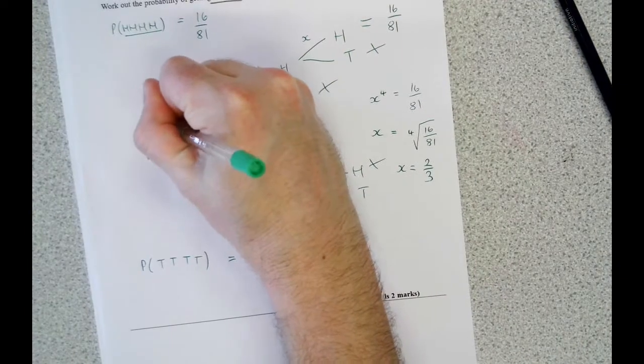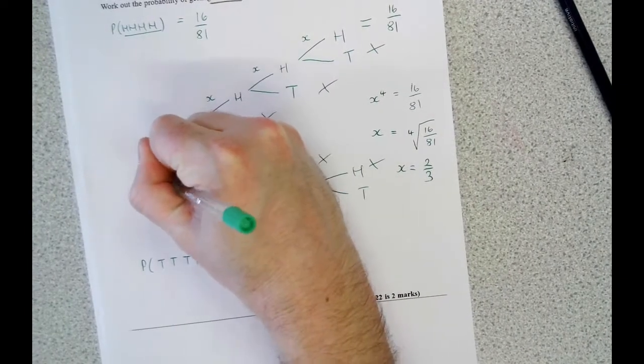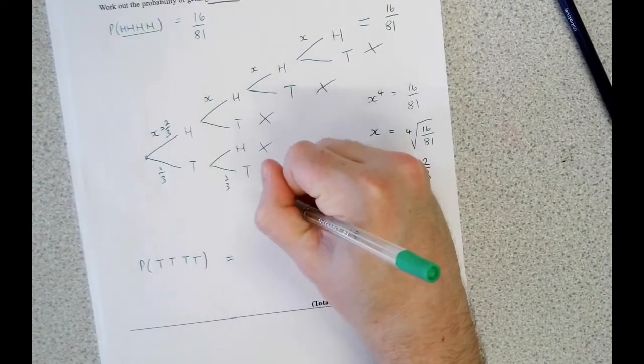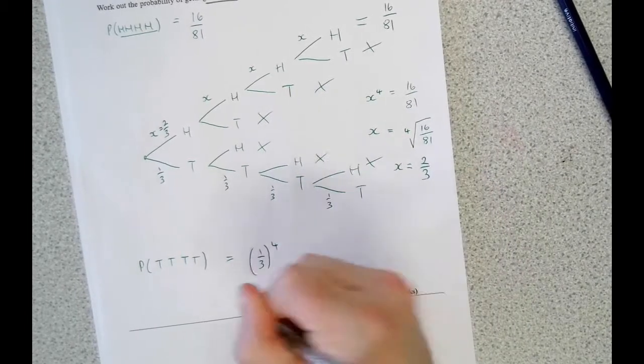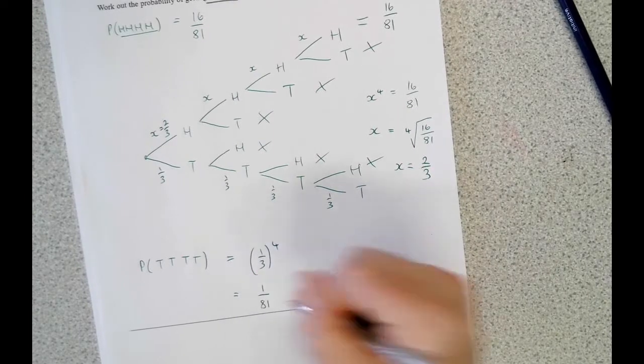So if x is 2/3, that means tails must be 1/3, and 1/3, and 1/3, and 1/3, and so on. So this must be 1/3 to the power of 4. So therefore, it would be 1 over 81.